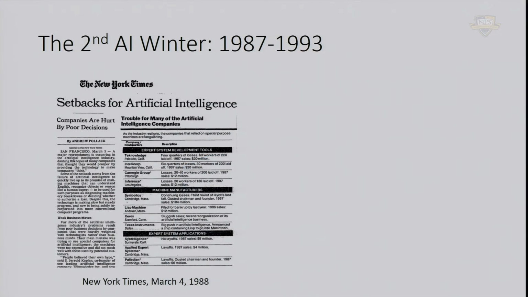So after realizing many of these limitations and understanding that expert systems don't really scale well, they're expensive to maintain, and it's difficult to encode common sense knowledge in these systems, this led to the second AI winter, at which point a lot of the companies that were selling tools to build these systems announced layoffs or experienced losses.